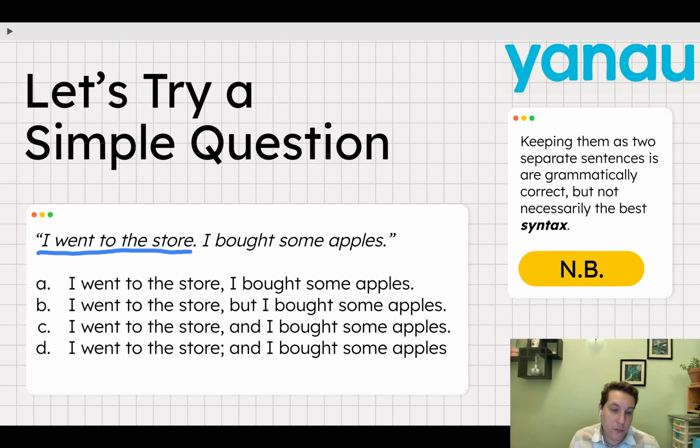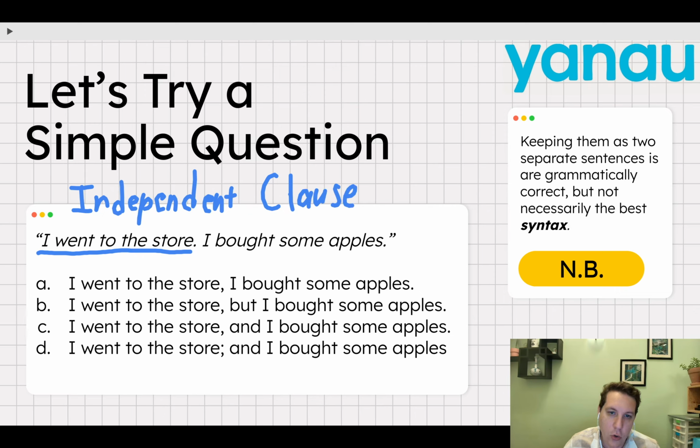It is a fully functioning sentence. It is a clause. But since it is a clause that is able to make a sentence, we are going to call this an independent clause. An independent clause. So what does this mean? It means that the clause is able to make a sentence on its own. Later on, not in this lesson, we will be learning about clauses that can't stand on their own in terms of sentences.